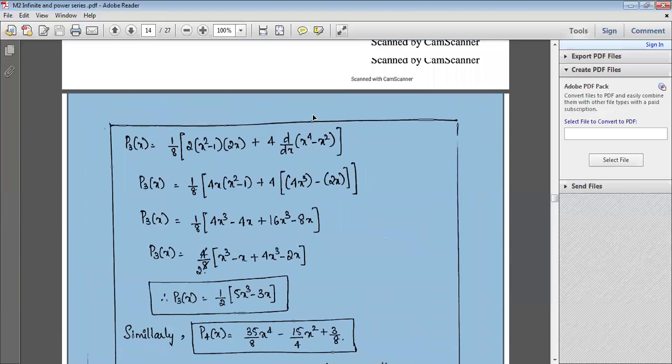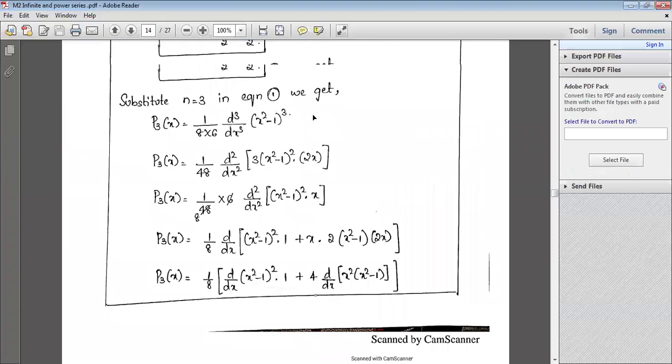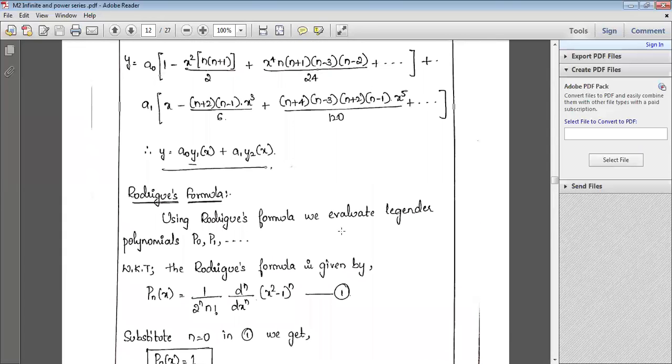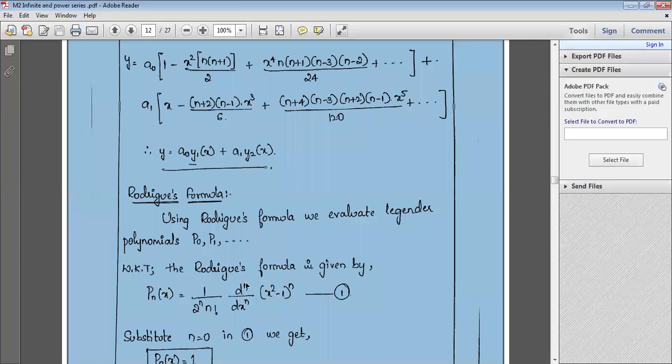Main formula. How did we get all this? These are all obtained by Rodrigues' formula. This is the formula you should remember always. Rodrigues' formula is given by Pn of x equal to 1 by 2 power n n factorial d power n by dx power n of x square minus 1 whole power n. If you want P naught, put n equal to 0, P1, put n equal to 1, P2, put n equal to 2, then d square by dx square, P4, put n equal to 4, like that.